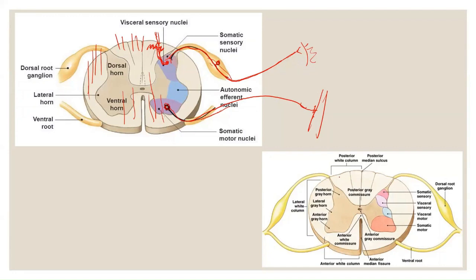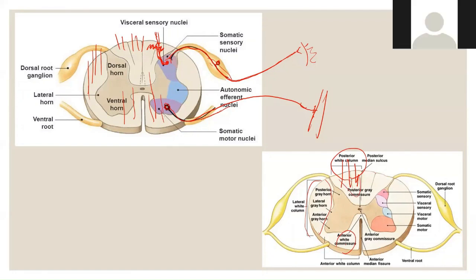Right. Here you can see them. These are given different names, right? The posterior white column, the lateral white column, and the anterior white column. You will learn about the different fibers traveling in each of these areas in your neuroanatomy module.